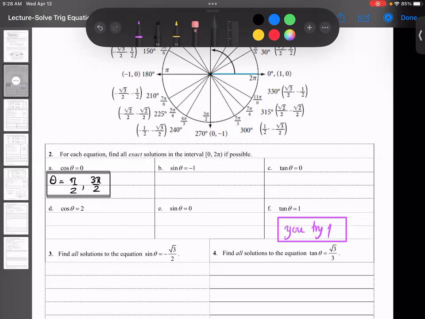Right, someone tell me what's theta for sine theta equals negative 1. Very good. That's only one, right? 3 pi/2. Thank you. Someone else for C. No, let's do E first. Sine theta is equal to 0. Theta will be what? And what else? Zero and pi.